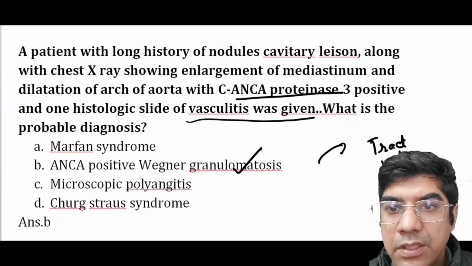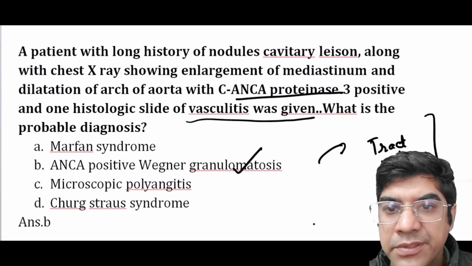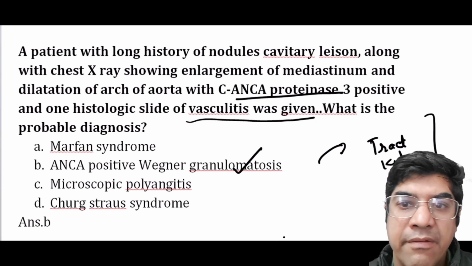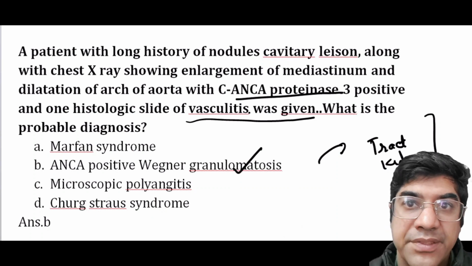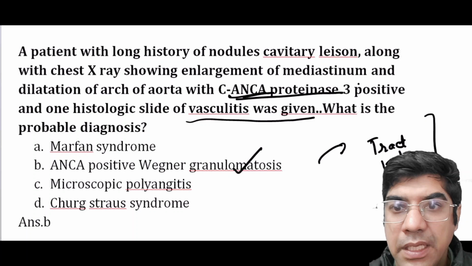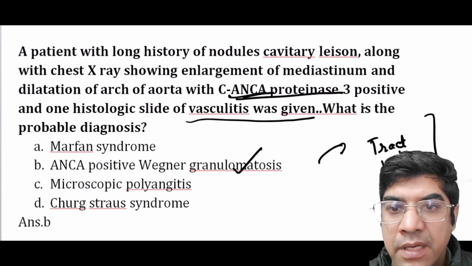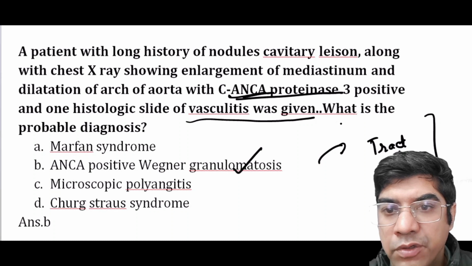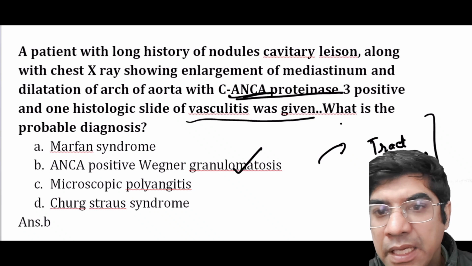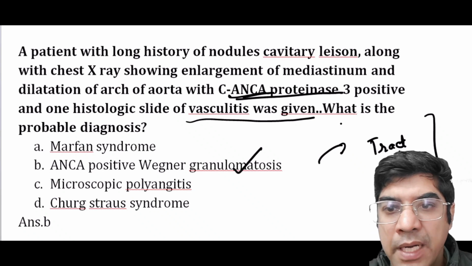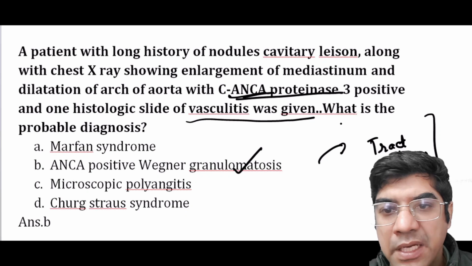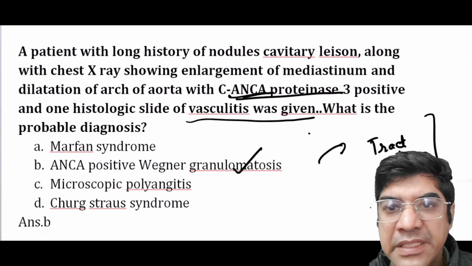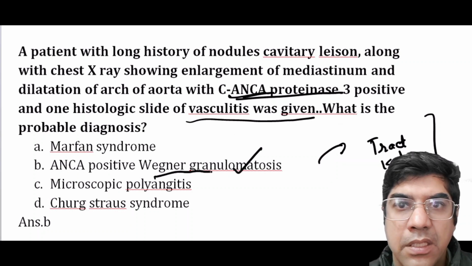Wegener granulomatosis, now referred to as granulomatosis with polyangiitis, affects the respiratory tract and the kidneys. Here you will see it is characterized by necrotizing granulomatous vasculitis involving small to medium vessels and the presence of c-ANCA proteinase 3. It is a characteristic feature in this. So respiratory involvement with nodules, cavitary lesions, chest X-ray abnormalities like enlargement of the mediastinum, positive c-ANCA with proteinase 3 specificity. These are the features that are related to Wegener.